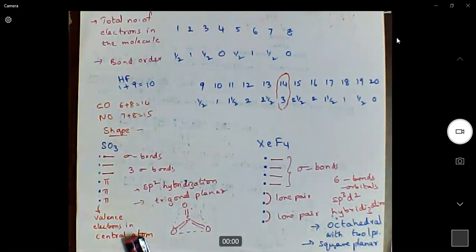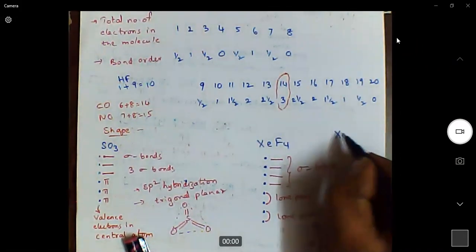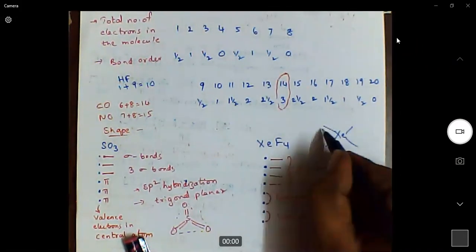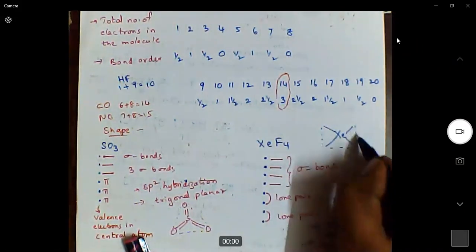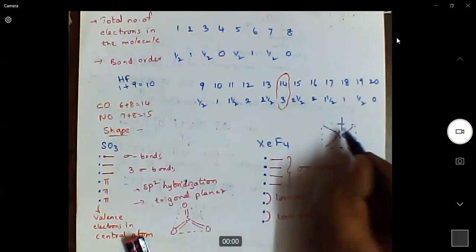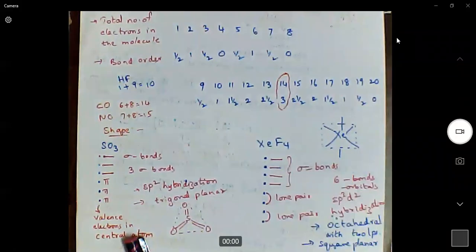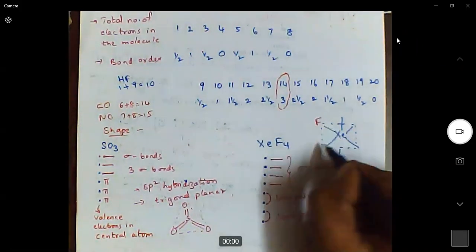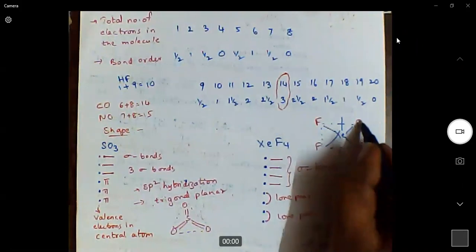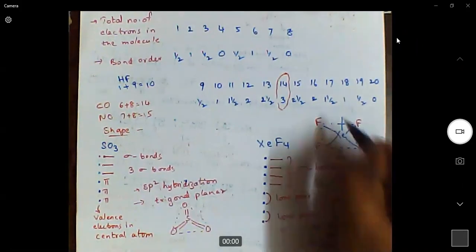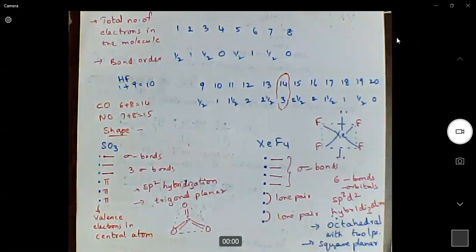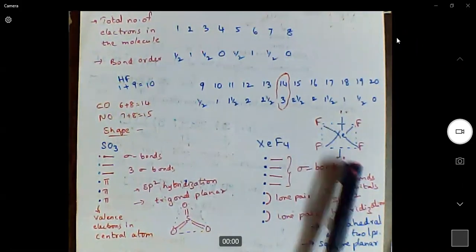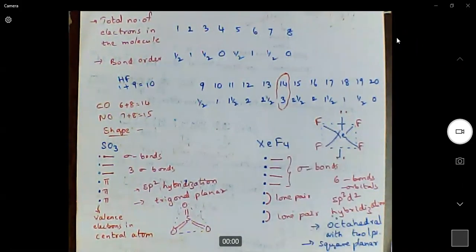I'll try to draw the structure. Xenon. Octahedral means 4 bonds in the plane. It is like a square, and 2 bonds, one above the plane, one below the plane. Here we will place fluorine atoms like this, and there are 2 lone pairs. So as we know, lone pairs don't contribute to shape. With 4 fluorine atoms, the shape is square planar.